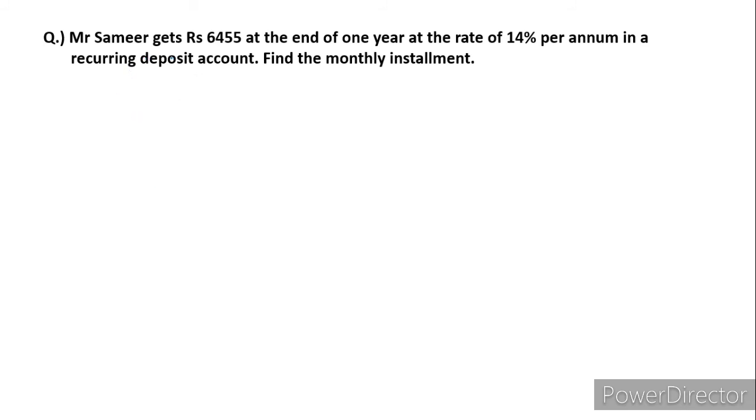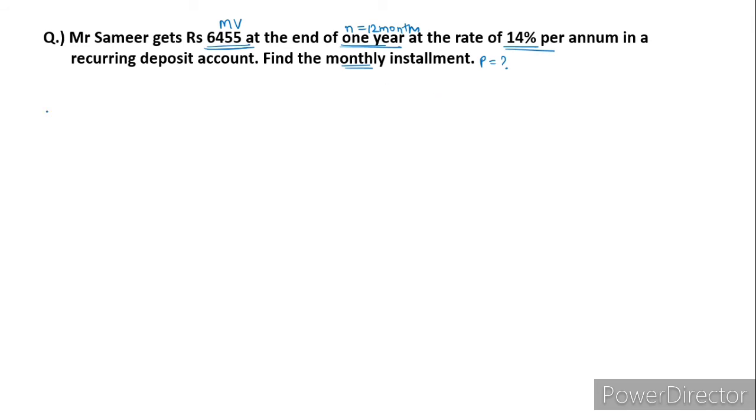Mr. Samir gets rupees 6,455 at the end of 1 year. The maturity value is given. At the end of 1 year, time is given, so n is equal to 12 months. Rate is 14%. Find the monthly installment. You have to find P.